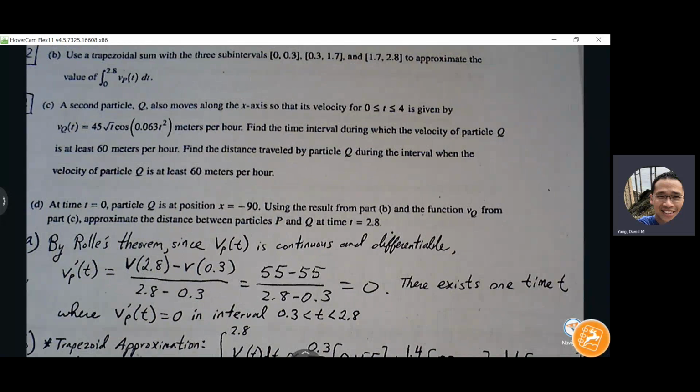Because my velocity function is continuous on the closed interval and differentiable on the open interval, my slope between the endpoints is going to be 0. If I can create a 0 slope between 2 endpoints, I know there must be, the graph must have a slope 0 somewhere between as well.